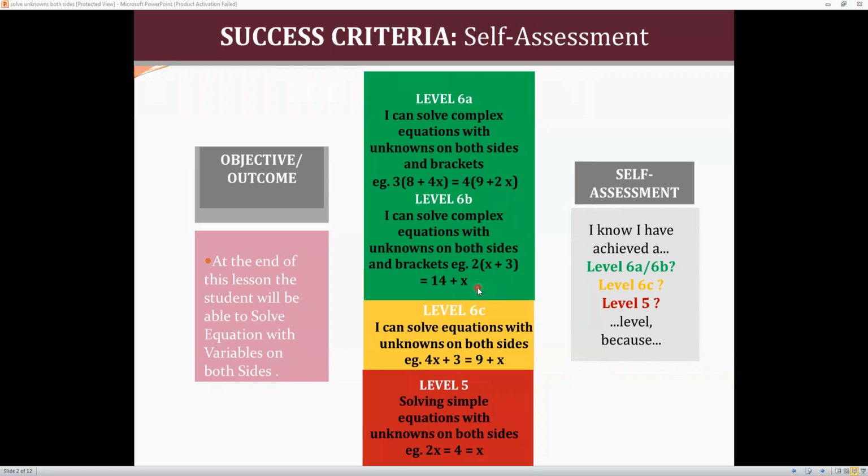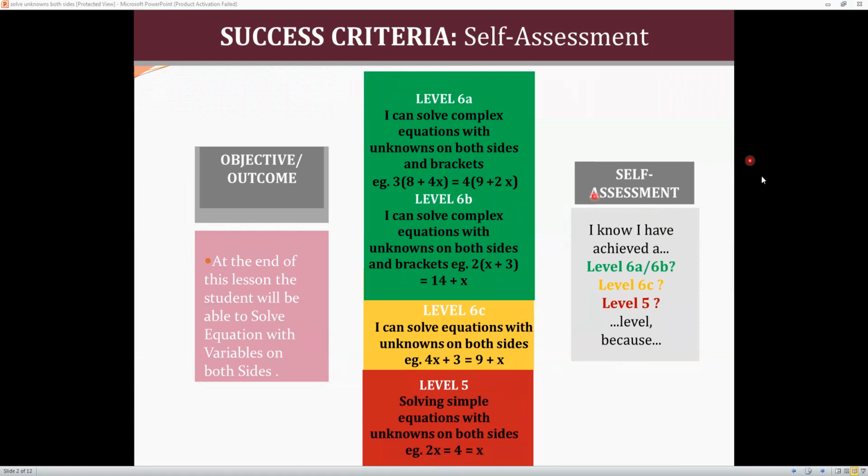So the behavioral objectives are that I can solve complex equations with unknown variables on both sides. Level 6C: I can solve equations with unknowns on both sides, like this example, and level 5 is solving simple equations with unknowns on both sides, like this example.